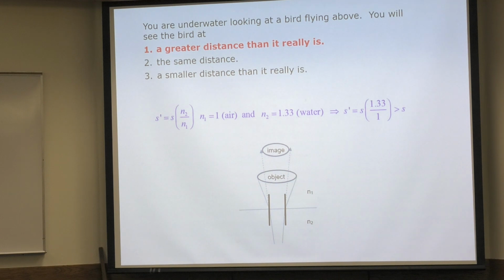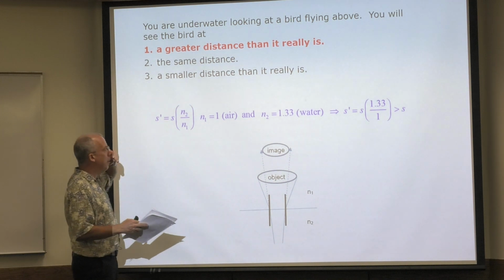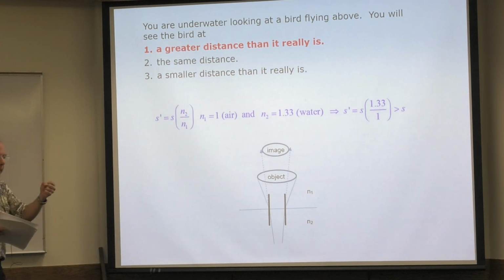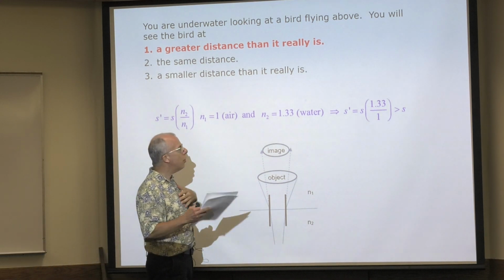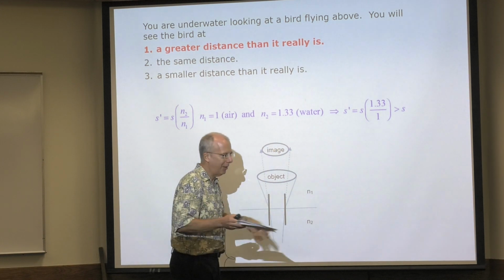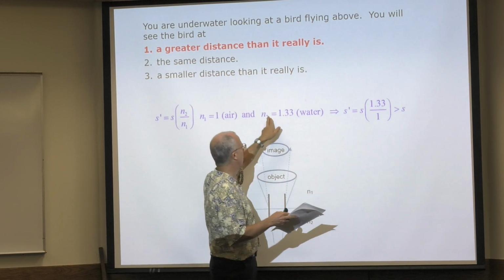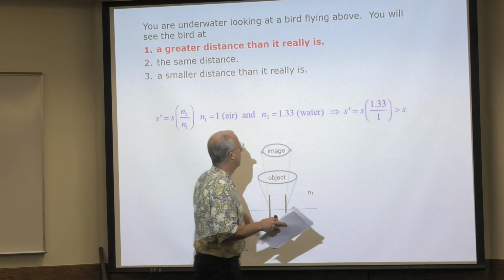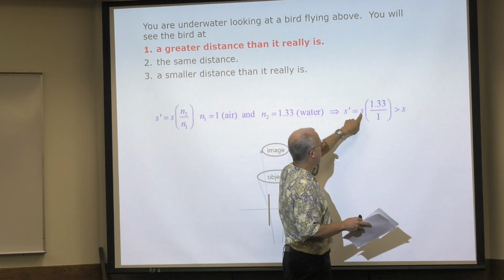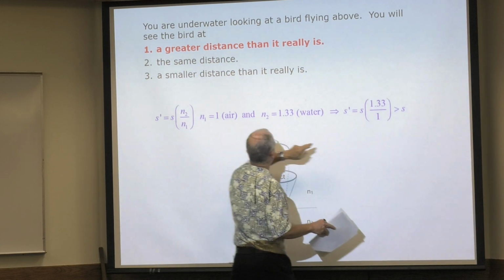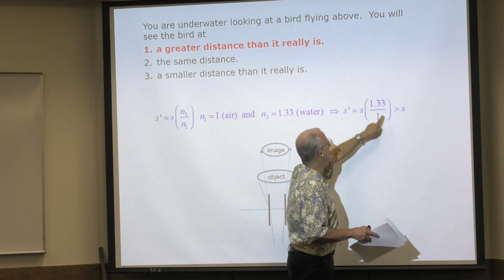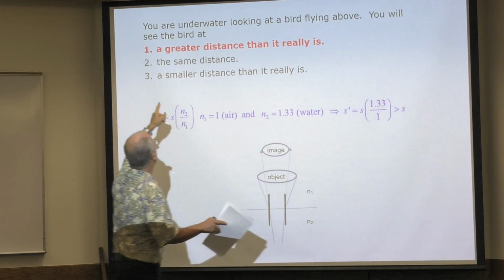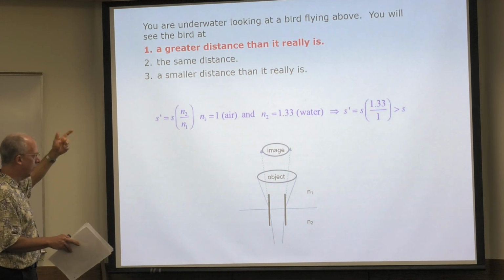Okay, so the answer is a greater distance. So there's a couple of ways you can do it. So here's the formula. But remember, the object is the bird. The bird is in the air, so that's N1, right? You are not the object, right? You're looking at the object. So you are N2, that's the water. So you can just use the formula, right? So S prime equals S times N2, 1.33 over 1. Okay, this is greater than 1, so S prime is greater than S, all right? So you'll see the bird at a greater distance than it really is.